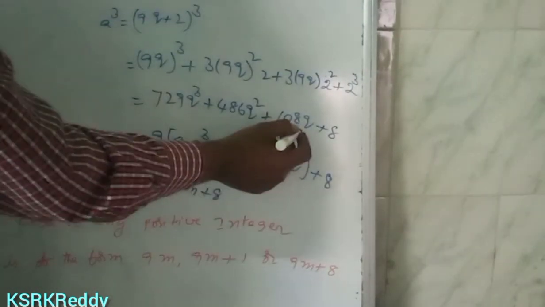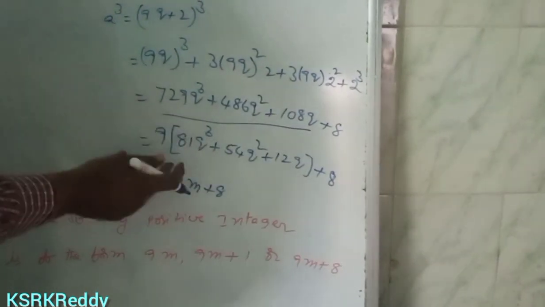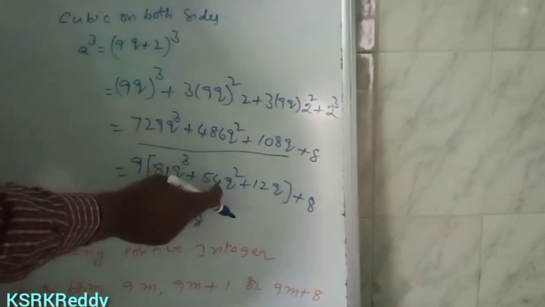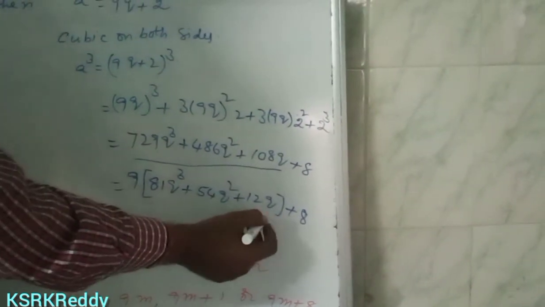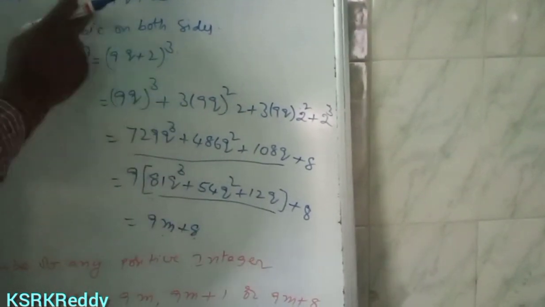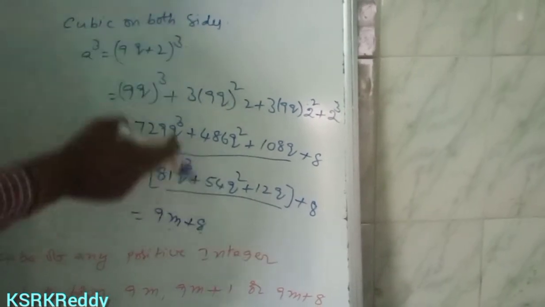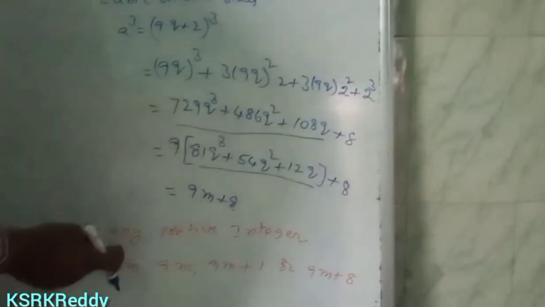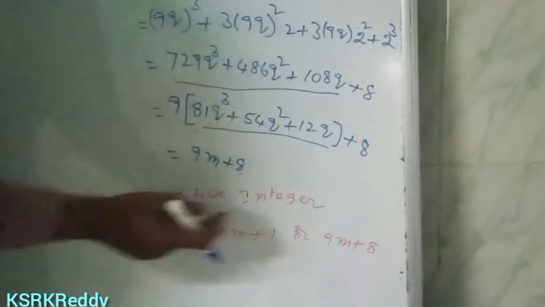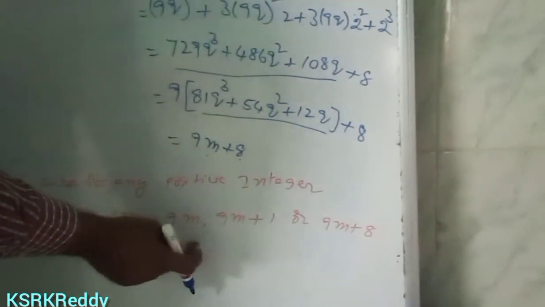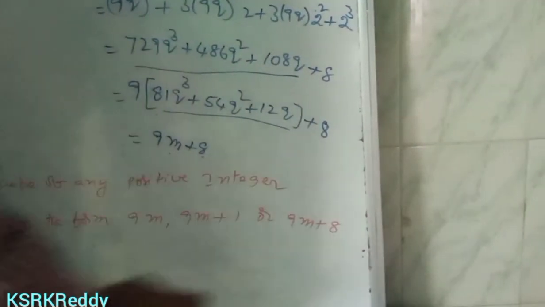So here, in this value, 9 is common: 9 times (81 q cube plus 54 q square plus 12q). This value is also taken as m. So 9m plus 8. (9q plus 2) cubed is also 9m plus 8. So the cube of any positive integer is in the form of 9m, 9m plus 1 or 9m plus 8.